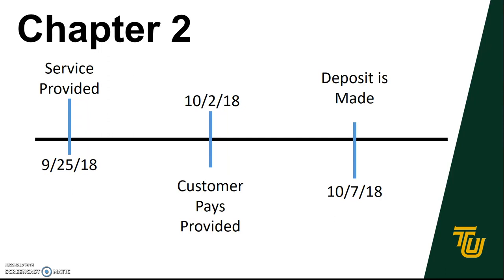From the lawyer's perspective, when do they have revenue for that visit that you made to their office? When are they going to have revenue? When did they earn that revenue, those fees that they charged you? Did they earn them on September 25th, October 2nd, or October 7th? I want you to take 10 seconds to write down a date. September 25th, October 2nd, or October 7th.